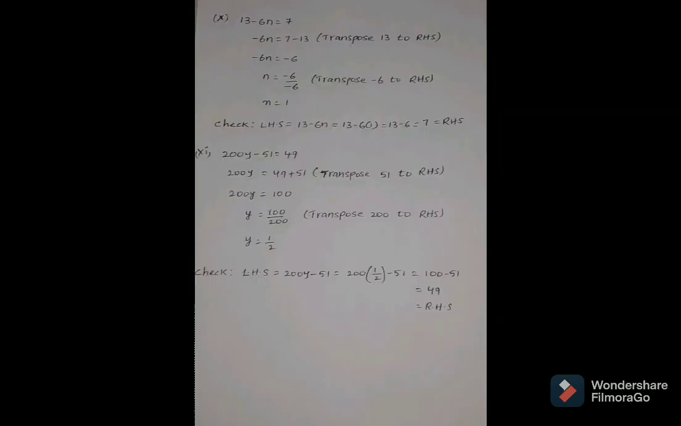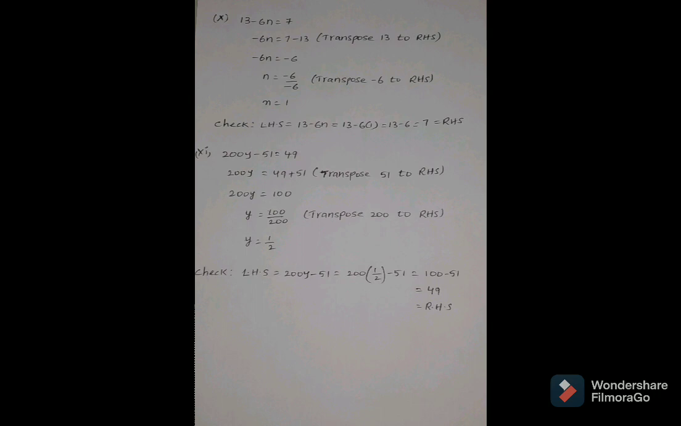Next, 10th one. 13 minus 6n is equal to 7. Transposing 13 to RHS, it will change to negative, minus 13. So minus 6n is equal to 7 minus 13. How much? Minus 6.